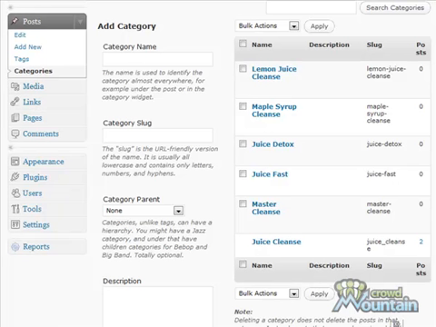Of course, I wouldn't pick a top level keyword like, in this case, juice for one of my LSI keywords just because there's no point. While juice is related to a juice cleanse, obviously, that's just a really huge, broad key phrase. I'm not going to rank for it, and it isn't tightly enough related.